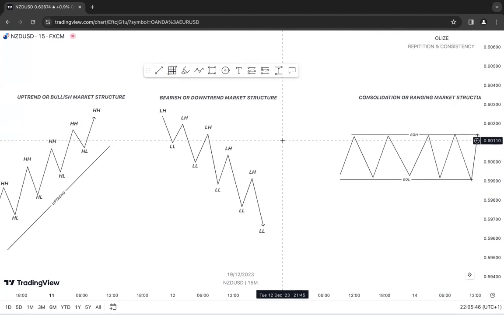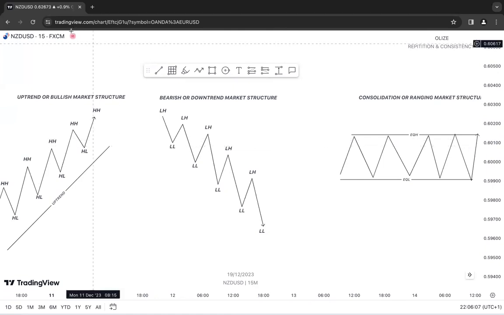So these are the three basic market structures we have. Three main market structures. Anything apart from this lies between these three: your uptrend, your downtrend, your consolidation or ranging market. Any question on this? No, sir.